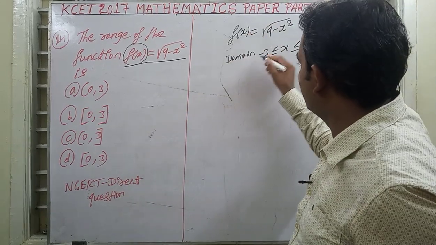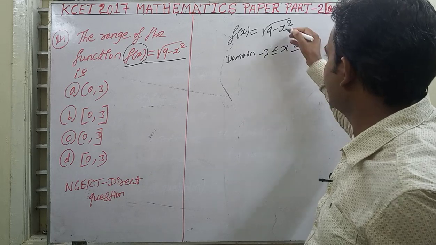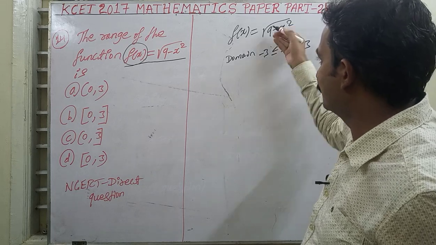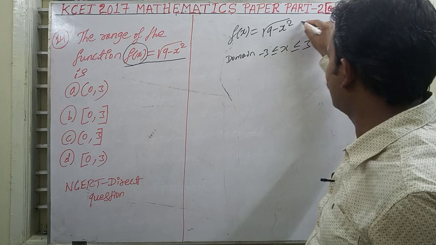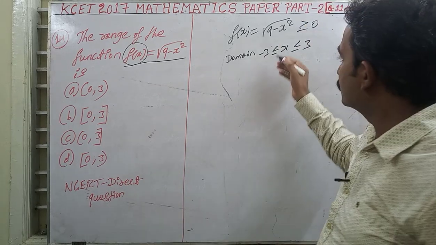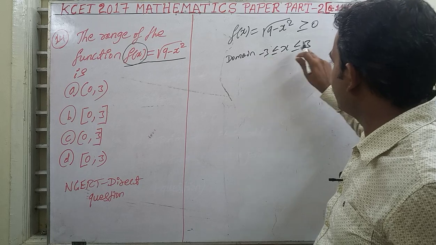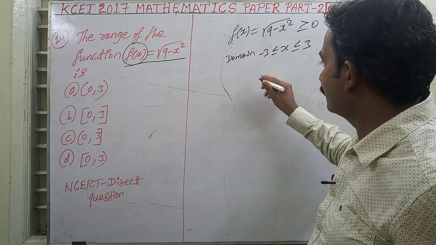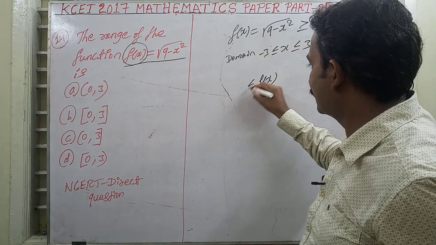So in this case, put minus 3 and plus 3, it becomes 0. f of x takes its minimum value. It is always greater than or equal to 0, must and should be, because a positive square root is there. So put x is equal to minus 3, x is equal to plus 3, we get the minimum value, f of x greater than or equal to 0.